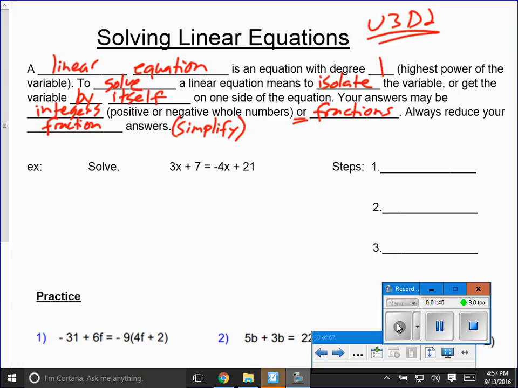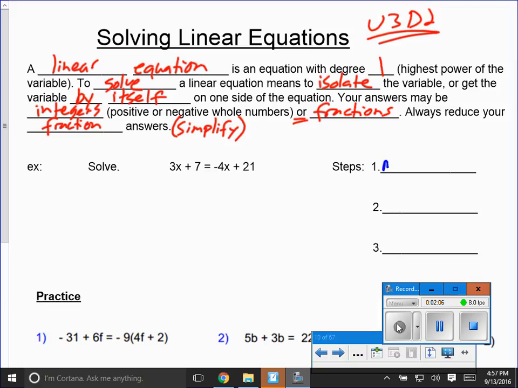Alright, so we'll go ahead and start solving. Here's an example of a linear equation: 3x plus 7 equals negative 4x plus 21. Why is this a linear equation? The highest order terms we have are x terms, 3x and negative 4x. There are the highest degree terms, and that degree is 1. So that's why linear equations have our plain x terms.